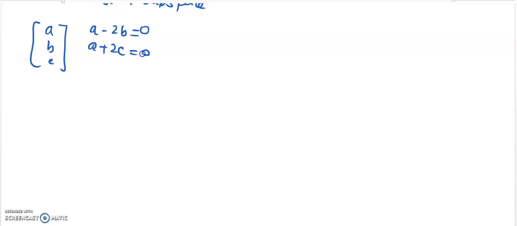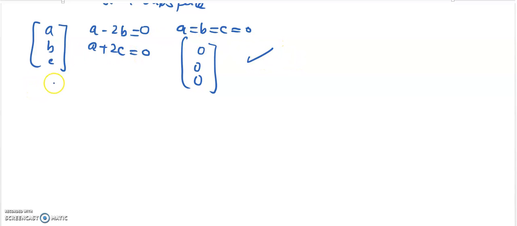Okay, next we can find another example, A, B, C, and the condition is that A minus 2B is equal to 0 and A plus 2C is equal to 0. So just like before, for the first condition, if we take A equal to B equal to C equal to 0, so everything is 0, we see that these two equations are also satisfied with 0 values. 0 minus 0 is 0, 0 plus 0 is 0. So the first condition is satisfied.